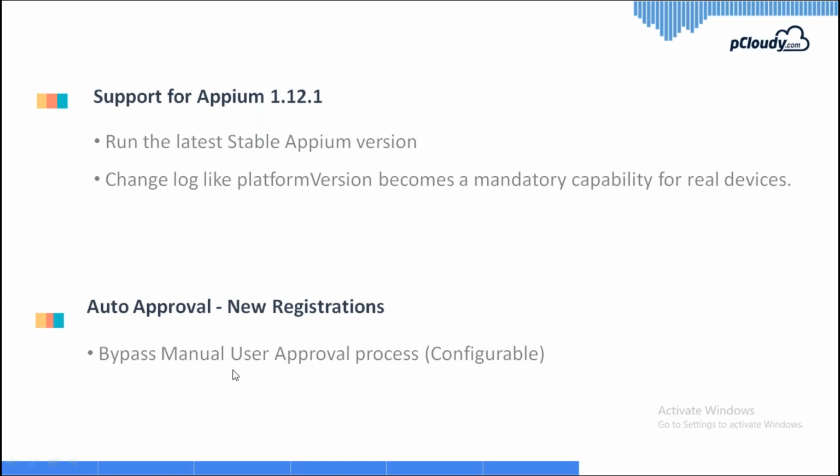The last one here with 5.5 is the auto approval for new registrations. When I say auto approval for new registrations, this particular feature is available only for the private and on-premise cloud, not for the public cloud, right? It is because the private and on-premise cloud is a dedicated cloud. A specific customer is looking for either private or on-premise cloud, and they have their own teams using this particular platform.